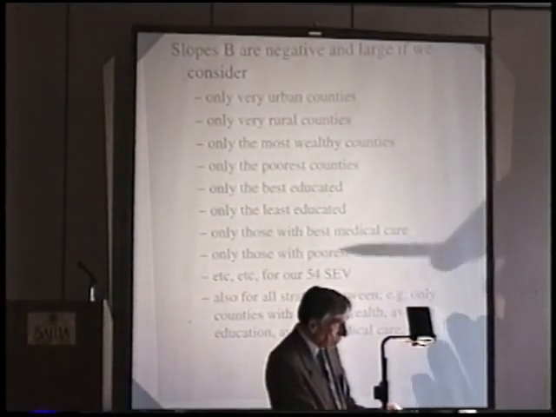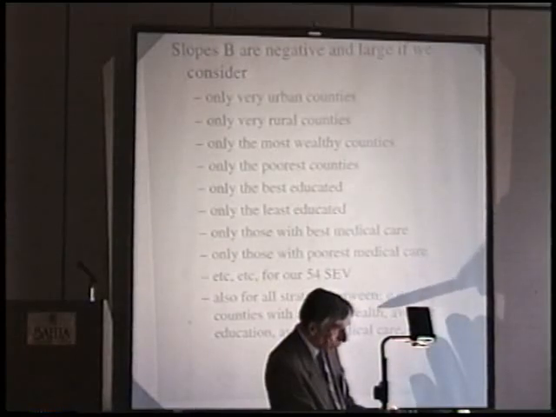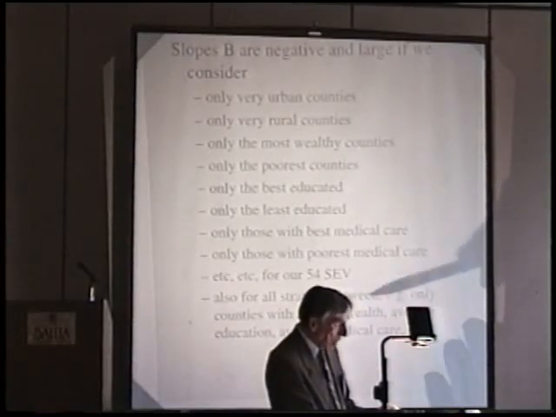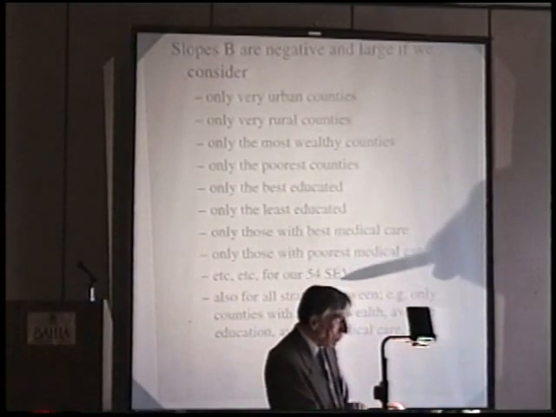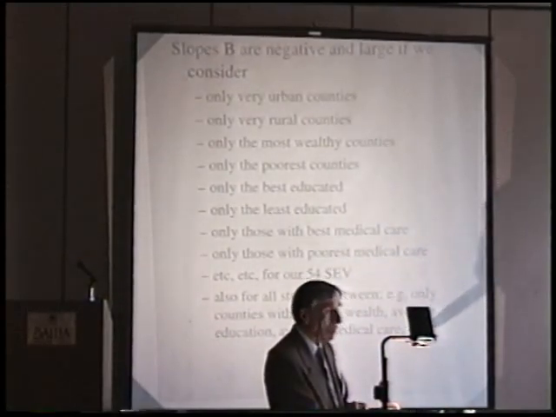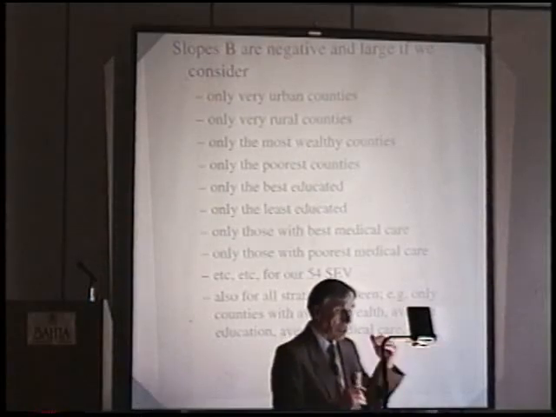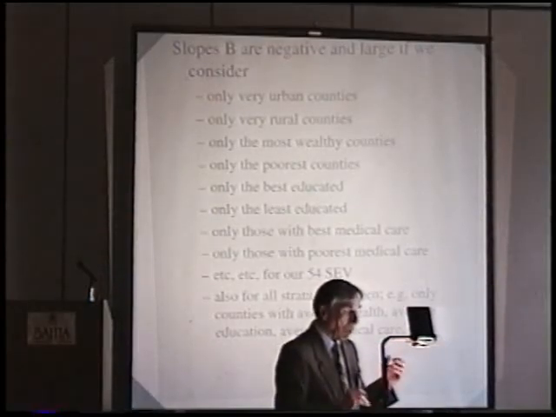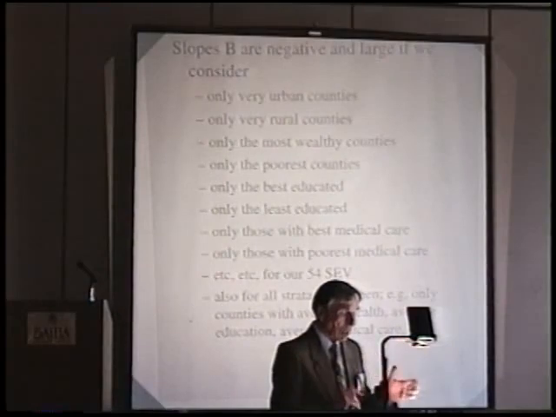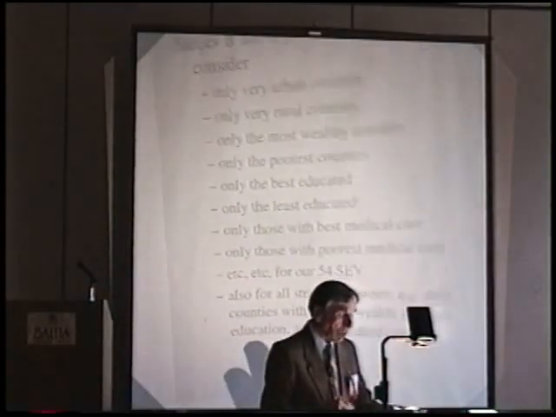For example, if we consider only counties with average wealth, or only counties with average education, only counties with average medical care, and so forth, you always get the same behavior where lung cancer rates go down as radon levels go up, at approximately the same rate, in fact.